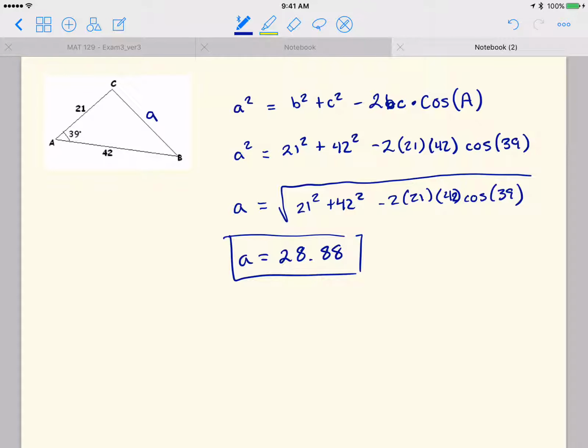So that's the law of cosines. That's one flavor: you're trying to find a side. And again, I'm using the law of cosines. I'd rather use the law of sines, but I can't use it. I don't have a corresponding pair.